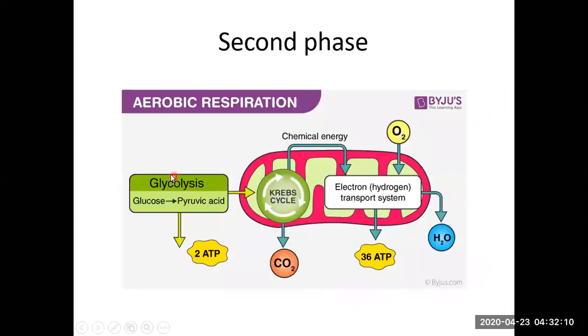While in the second phase, this pyruvate molecule or pyruvic acid that is produced is further processed under the Krebs cycle and electron transport chain, which are the next steps of aerobic respiration. And the results will be water, energy in the form of ATP, and carbon dioxide.